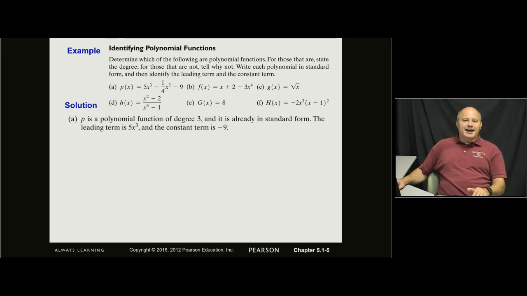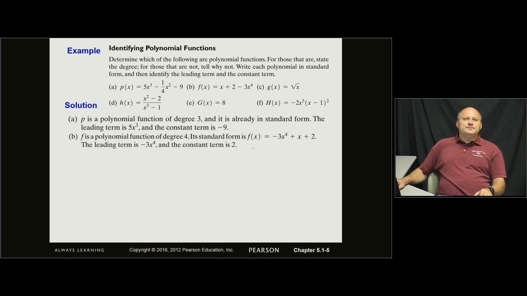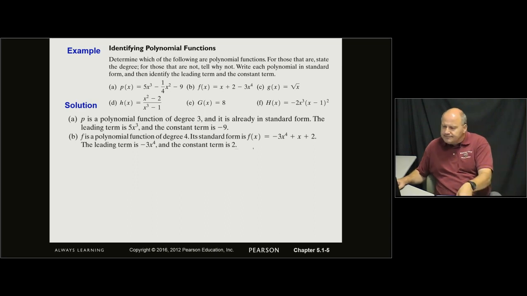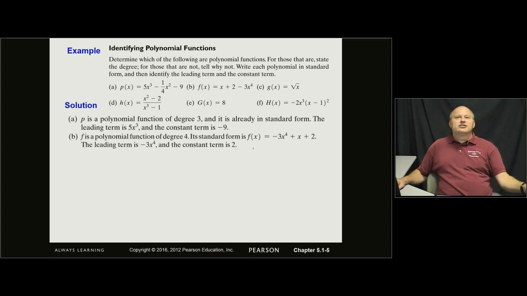So here we're just kind of getting familiar with polynomials. Not doing anything fancy. We're just trying to be able to identify what is and what is not a polynomial. That's all this example is about. All righty. So the next one is f of x equals x plus 2 minus 3x to the fourth.